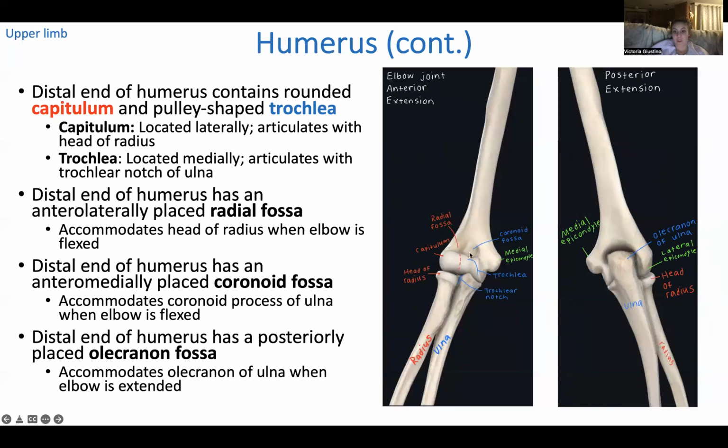And the radial and coronoid fossas here, they're just going to accommodate the head of the radius and the coronoid process of the ulna, which is just this portion right here, when your forearm is flexed. But so when your forearm is extended, you can see the olecranon of the ulna fits right into that olecranon fossa of the humerus there.